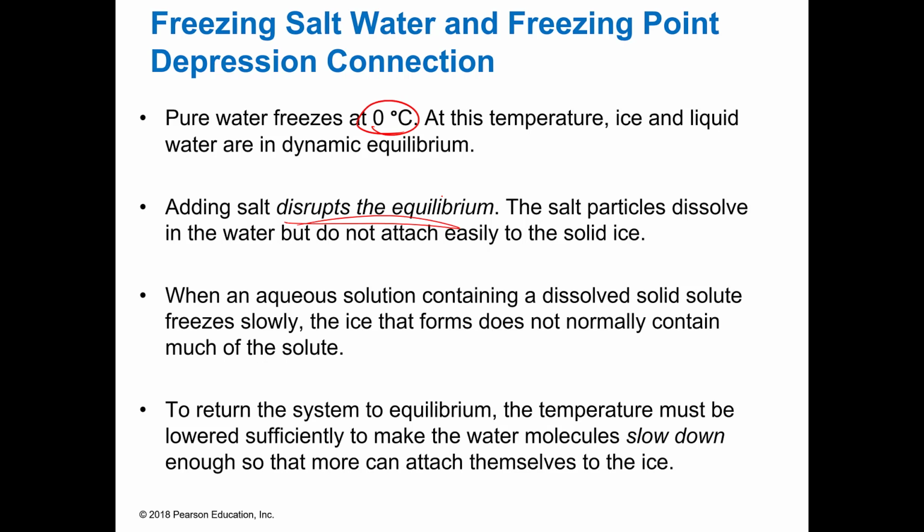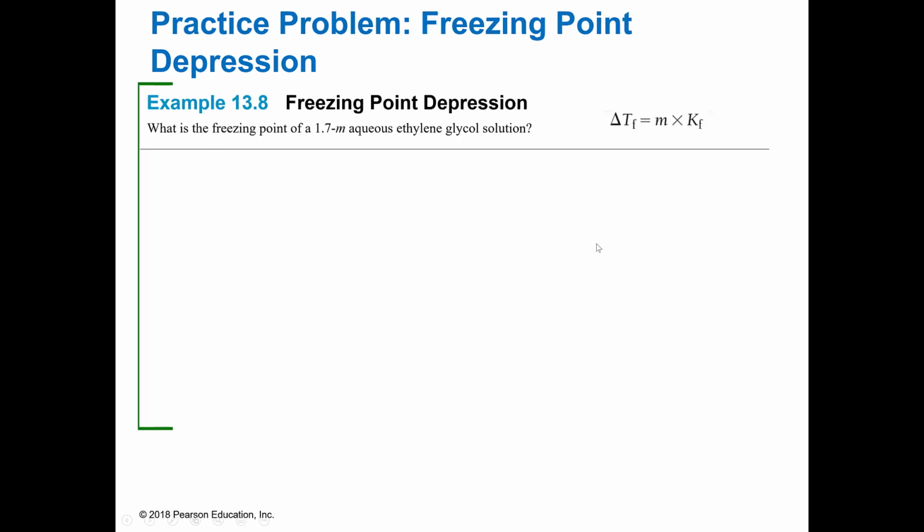And so it will freeze slowly. The ice won't form like it normally would, and it's going to lower the freezing point sufficiently so that everything slows down enough. Since you've depressed the freezing point, the weather can get colder before you'll actually see that freezing.